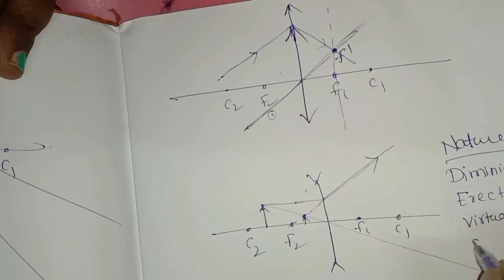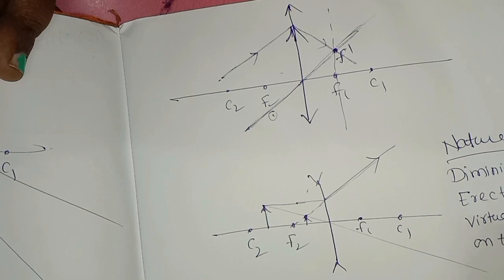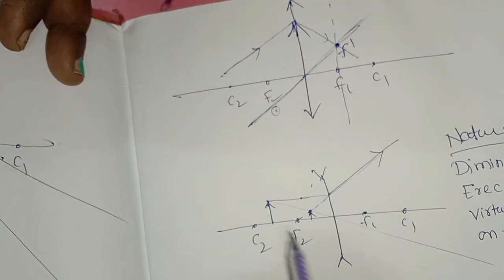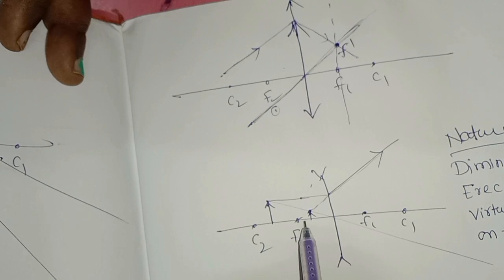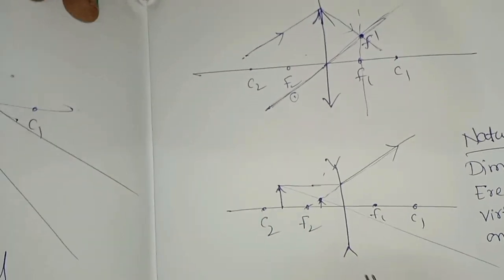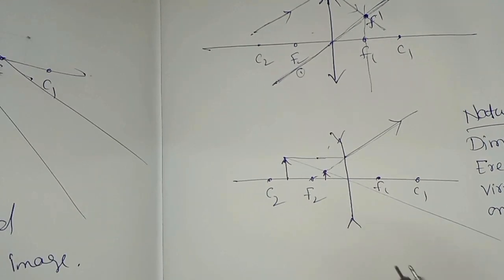Next, on the lens, we will get the image. It is not useful to enlarge the images. Whatever it is, we are able to see the diminished image. We have only one ray diagram for the biconcave lens, right?